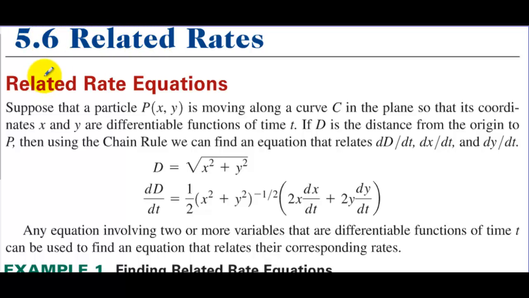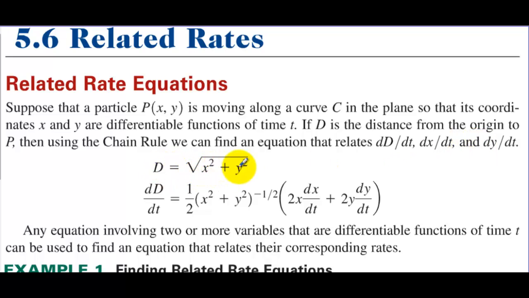5.6 Related rates. Related rate equations. Suppose that a particle P of x, y is moving along a curve C in the plane so that its coordinates x and y are differentiable functions of time t. If D is the distance from the origin to P, then using the chain rule we can find any equation that relates the derivative of D over dt to dx over dt and dy over dt.